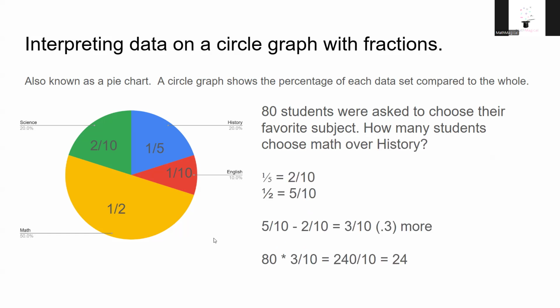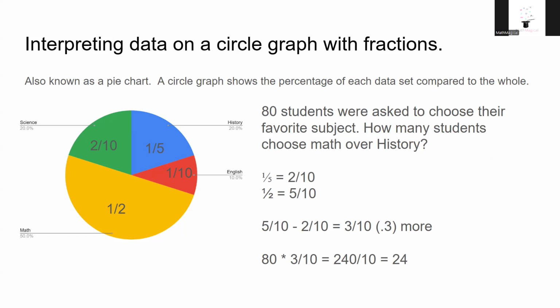Then what if it says something like how many more? So again, we have how many students choose math over history. So we have 1/5 that choose history. Well, we can't really do 1/5 minus 1/2 or 1/2 minus 1/5. So what we want to do here is get everything into a common denominator. So 1/5 we're going to think of as 2/10, and 1/2 we're going to think of as 5/10. These are equivalent fractions. So we can do 5/10 minus 2/10, which equals 3/10 more.